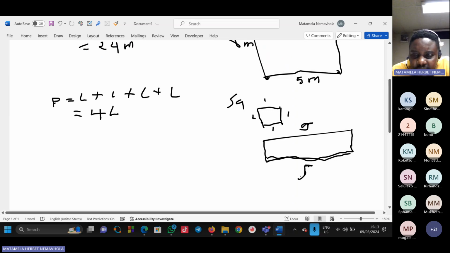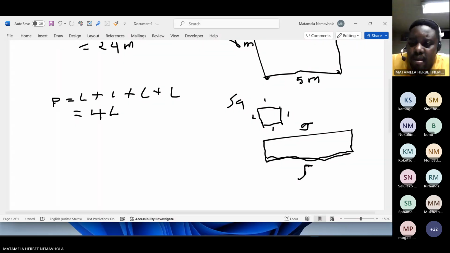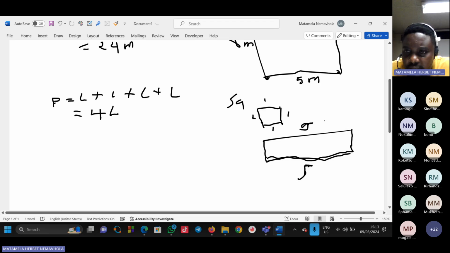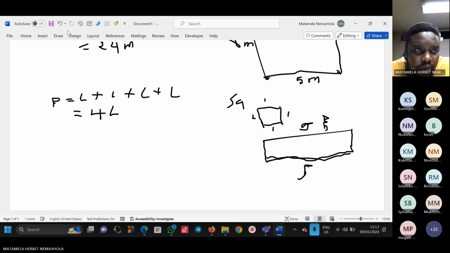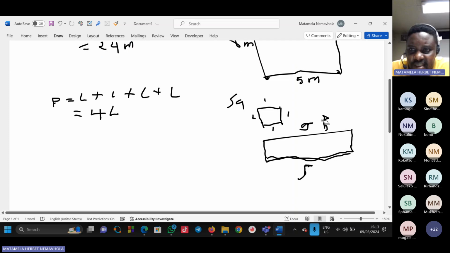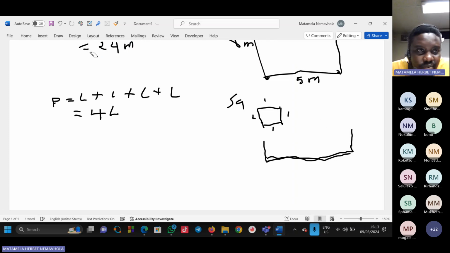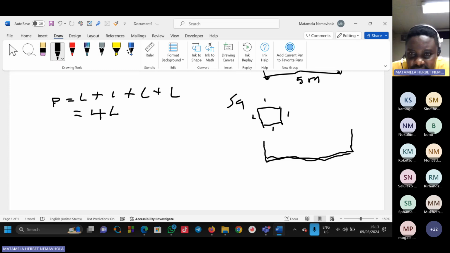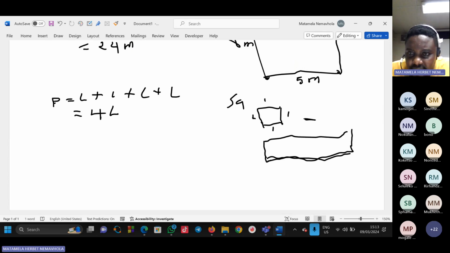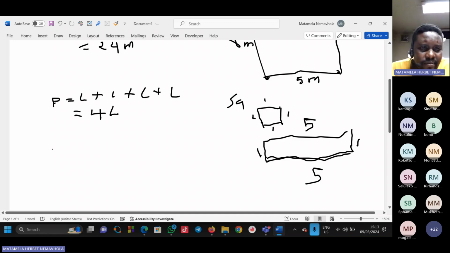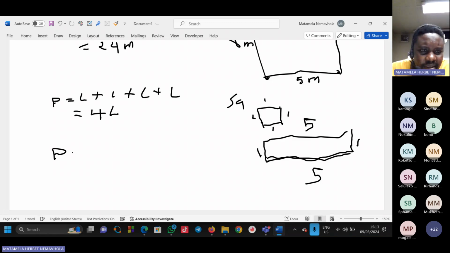If that side is 5, even here is going to be 5. Let me just erase this and try to adjust quickly. I should have done my practice here. So if here is 5, even this side is going to be 5. If here is 1, this other side is also going to be 1. So in a rectangle, the two sides which are parallel are going to be equal. When you add them, it's still the same for the perimeter: you add this side plus this side plus this side plus this side.